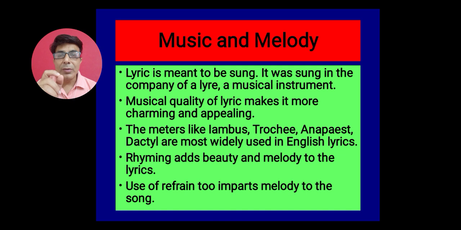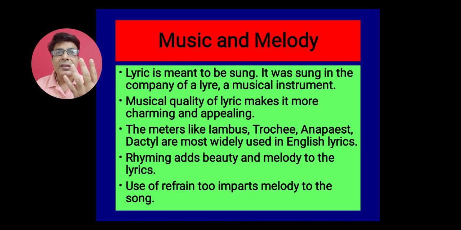Okay. Musical quality of lyric makes it more charming, more alluring, and more appealing. It appeals to our heart. When music is there, it makes the poem more pleasing for the readers. Mostly, in English lyrics, this quality of music comes from where? It comes from the 4 important meters of English poetry. The poets in English lyrics generally use iambus or trochee or anapest or dactyl.